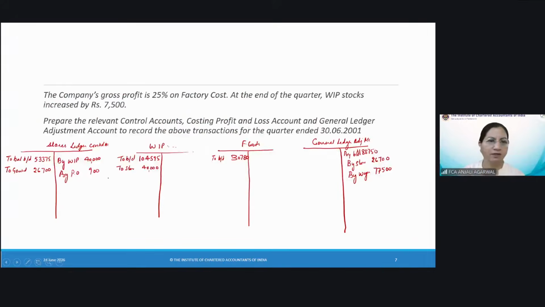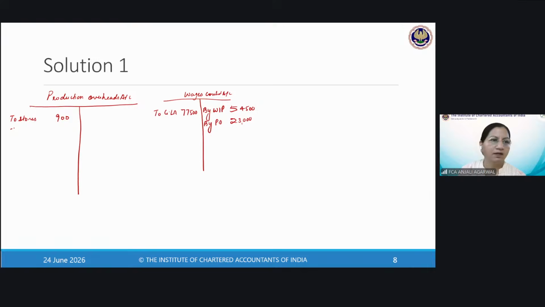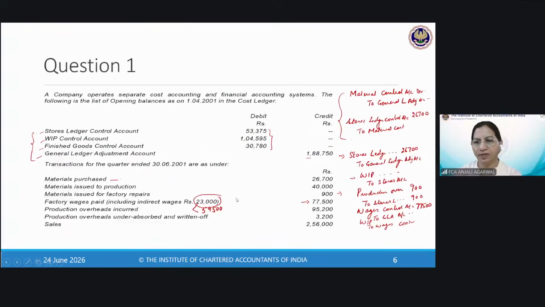So we will debit the WIP with wages 54,500. And we will debit the production overheads by wages 23,000, to wages control account 23,000. Whenever you are doing questions in exam, always ensure you're matching your debits and credits simultaneously. If you do that, you will never have a problem that there is a mismatch in accounts or balance sheets not tallying.